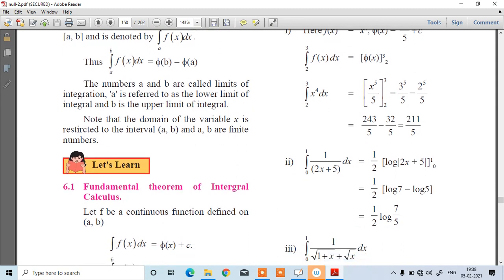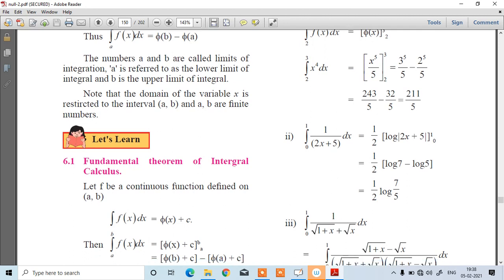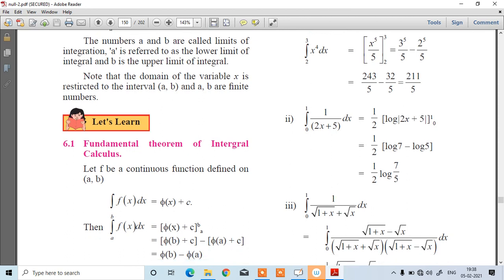It is given as: let f be a continuous function defined on interval ab, and suppose the integration of f of x dx is equal to phi of x plus c. Means the integral is known to you. How will you get definite integration? If you define it from a to b, then see how it is written here.